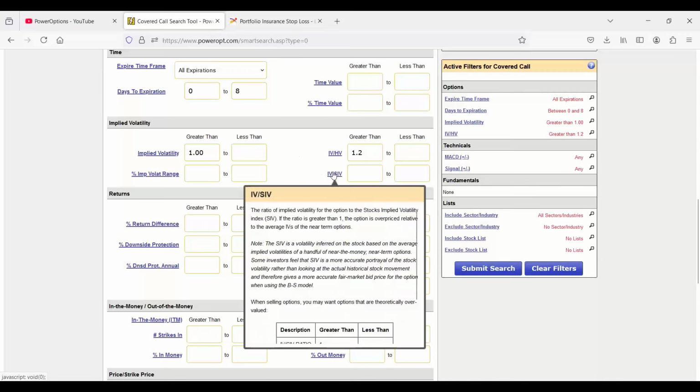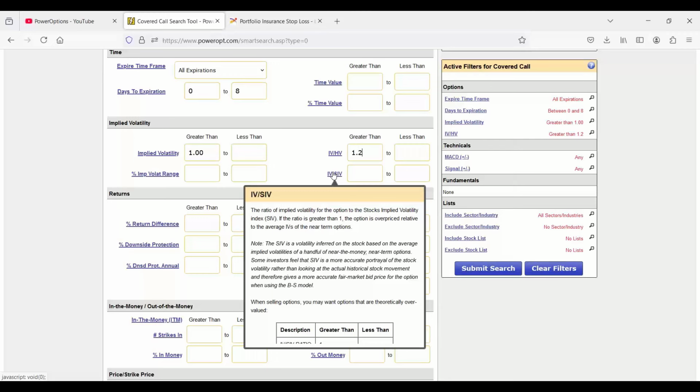Now, IV over SIV is a little bit different. You can still use this, okay? But what this is reflecting is the implied volatility of the specific option that would come up in the search, meeting your other criteria, against the stock's implied volatility index. The stock's implied volatility index, or SIV, is the average volatility of the in-the-money and out-of-the-money calls and puts for the next 30 to 60 days, I believe. I believe it's 30 days, but it might be 60 days.